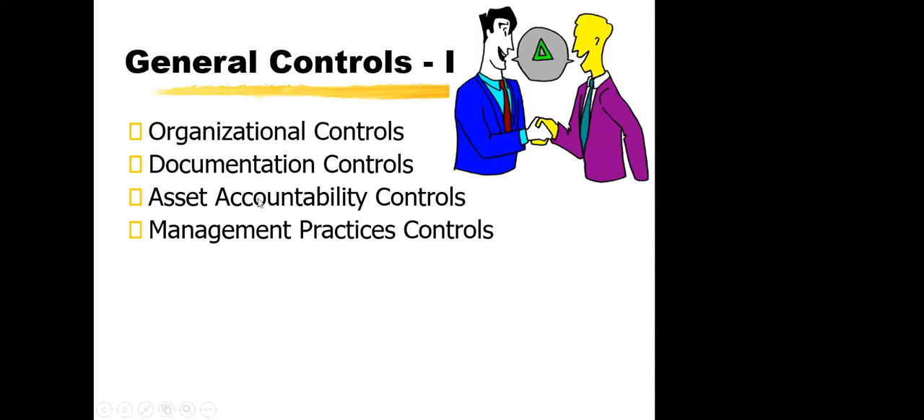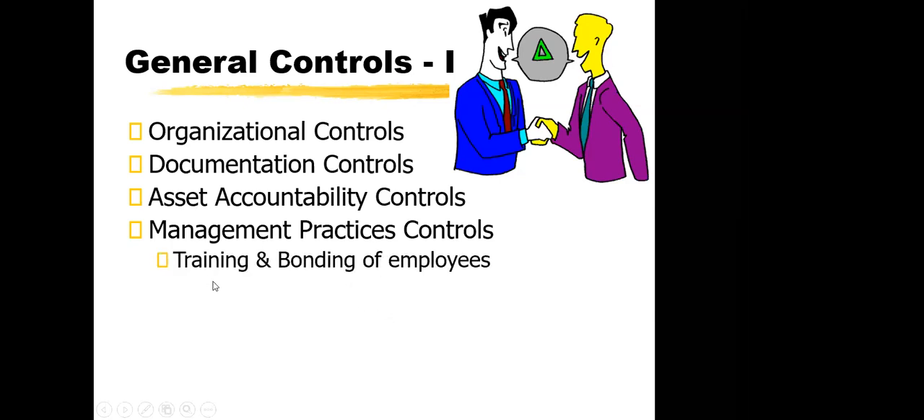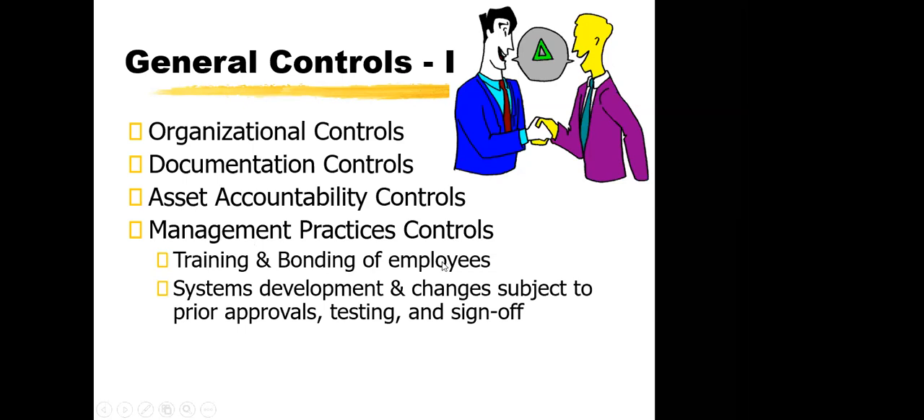Asset accountability control is putting stickers and barcodes on every asset that came in. Management practices control. You see that management are careful with inventory. So it's always the tone at the top that really puts the emphasis on the business and people follow. If management cheats, then employees say, why not me? So we really have to do a lot of training of employees, bonding of employees who are dealing with cash, and many approvals, testing, and sign off.